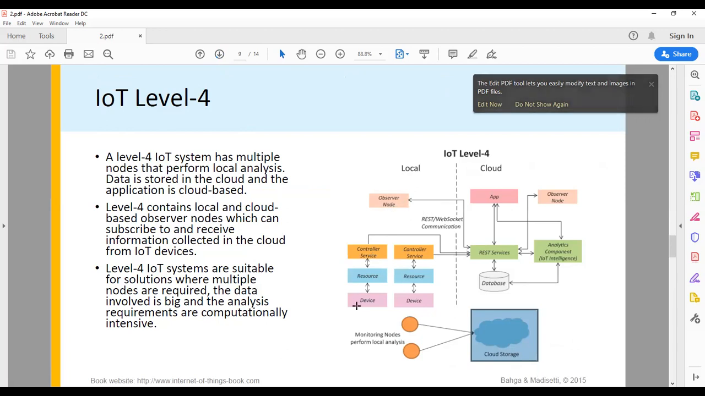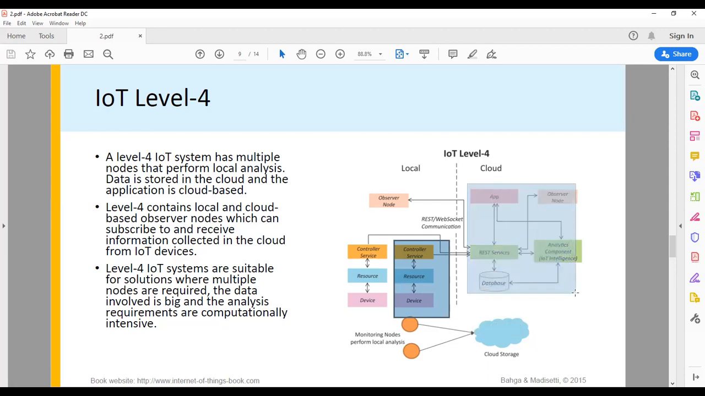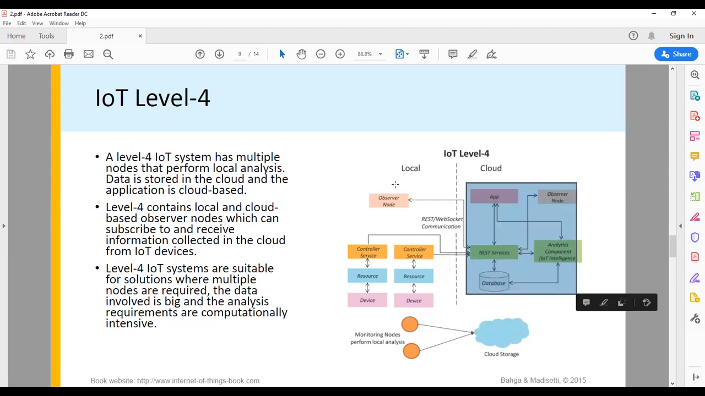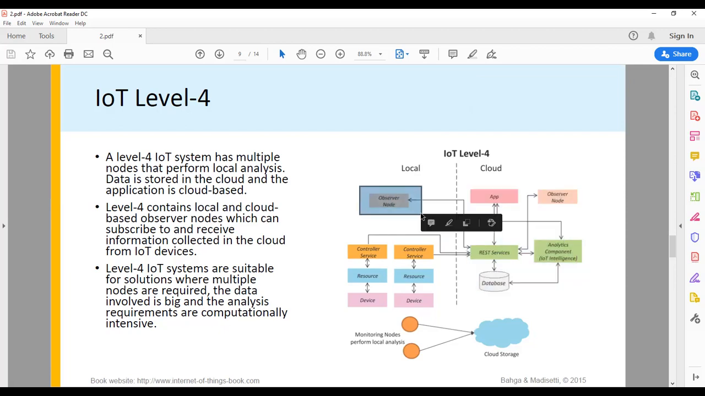Here you can see devices, resources, controller. This is for one node and this is for another node, and they both communicate through the cloud platform. And on this communication there is another node, that is the observer node. You can see the system has multiple nodes that perform local analysis of data stored in the cloud, and the application is cloud based. Level 4 contains local and cloud based observer nodes which can subscribe to receive information collected in the cloud from IoT devices.